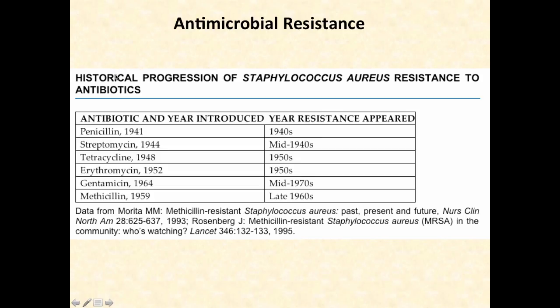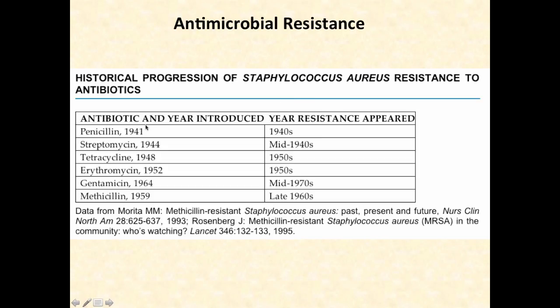So in this slide here, what we're looking at, just to really drive home the idea that this happens all the time and it happens quickly, is the history of the treatment of Staphylococcus aureus, a very, very common bacterial infection. The very first antibiotic ever developed, penicillin, 1941. Within a year of the introduction of penicillin, we first started to see penicillin-resistant Staphylococcus aureus.